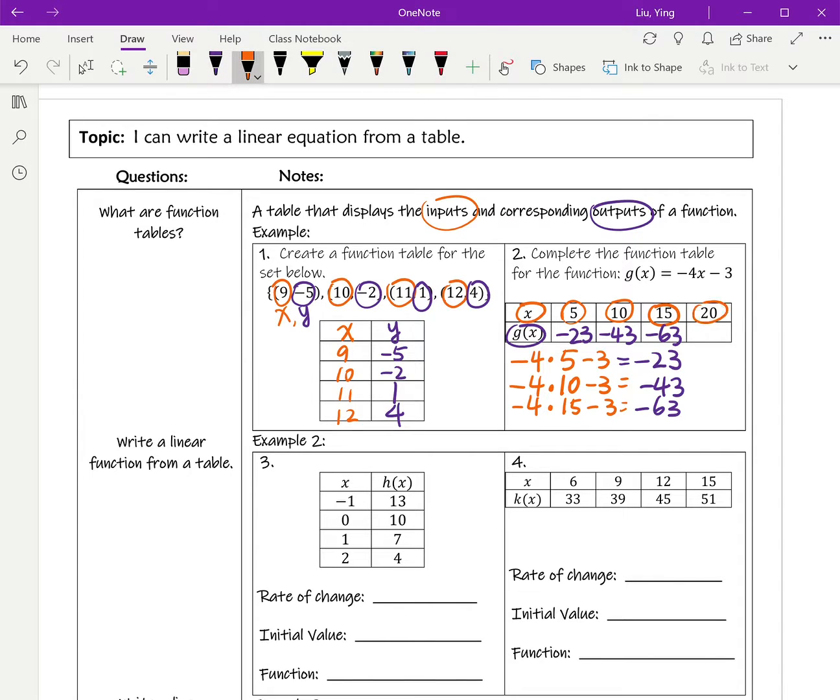When x equals 20, we plug in 20, so we have -4 times 20 minus 3. And that would give us a g of x value of -83. So that would be -83.